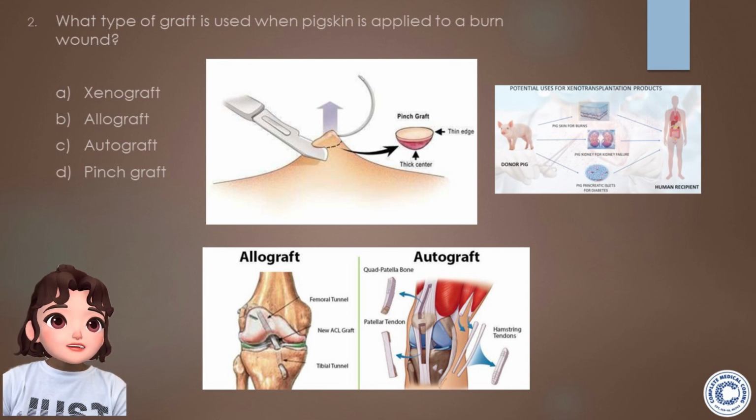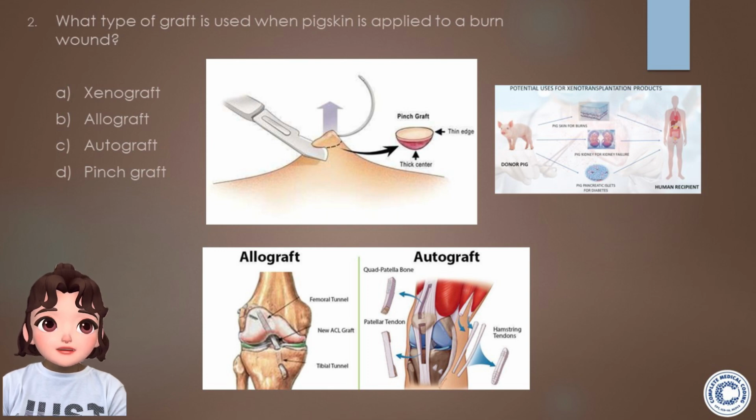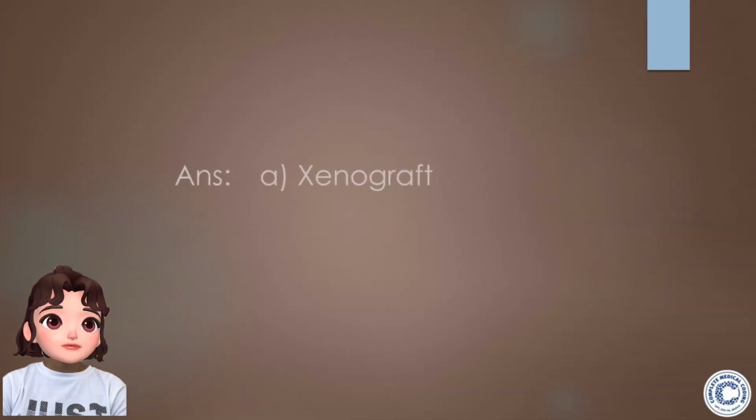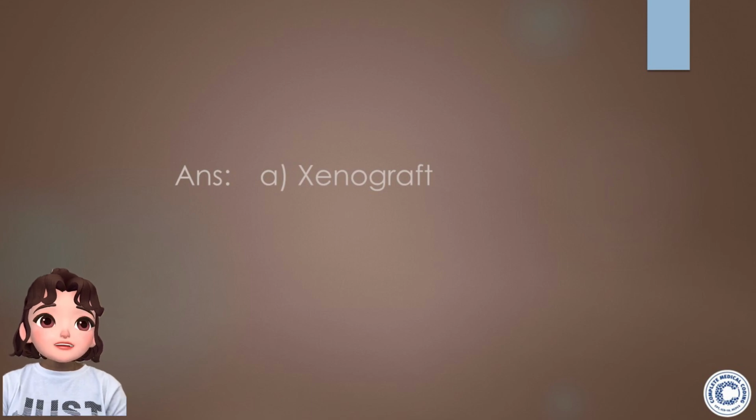Third one, allograft and autograft. See, what is allograft and autograft? That's also shown in the picture. So our answer here is option A, xenograft, because the question is pig skin applied to a burn wound. So that will be option A. Let's check the answer. Yes, option A, xenograft.